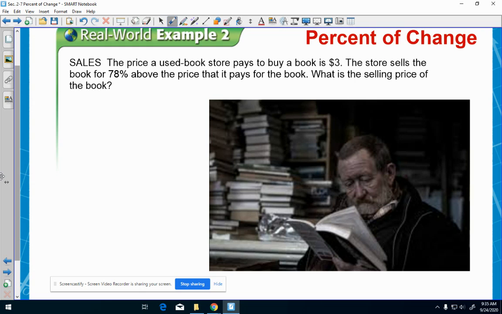How much are they going to sell the book for? Your answer better be bigger than what? It better be bigger than what number? It better be, or you're the worst businessman ever. If your answer is not bigger than 3, you are not making money.